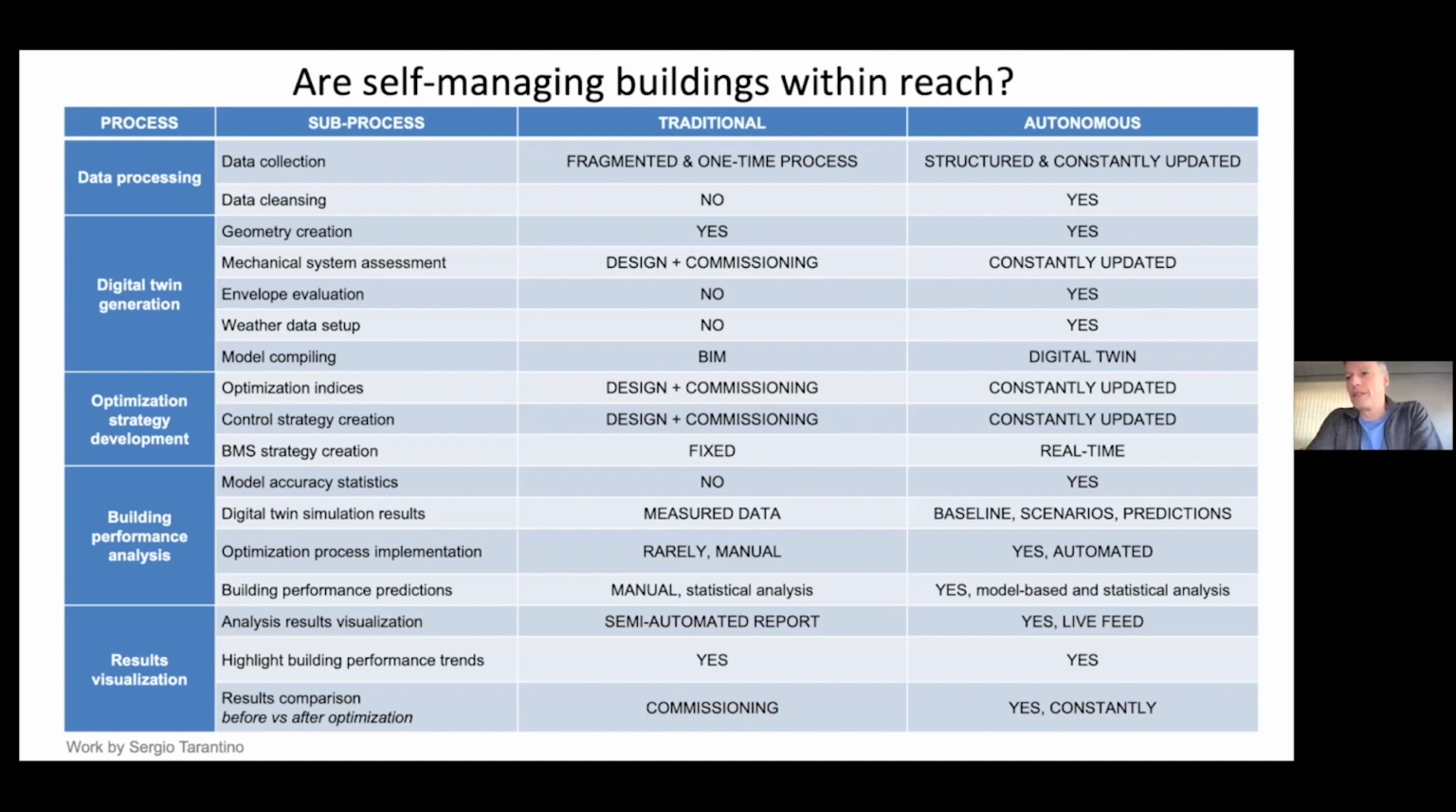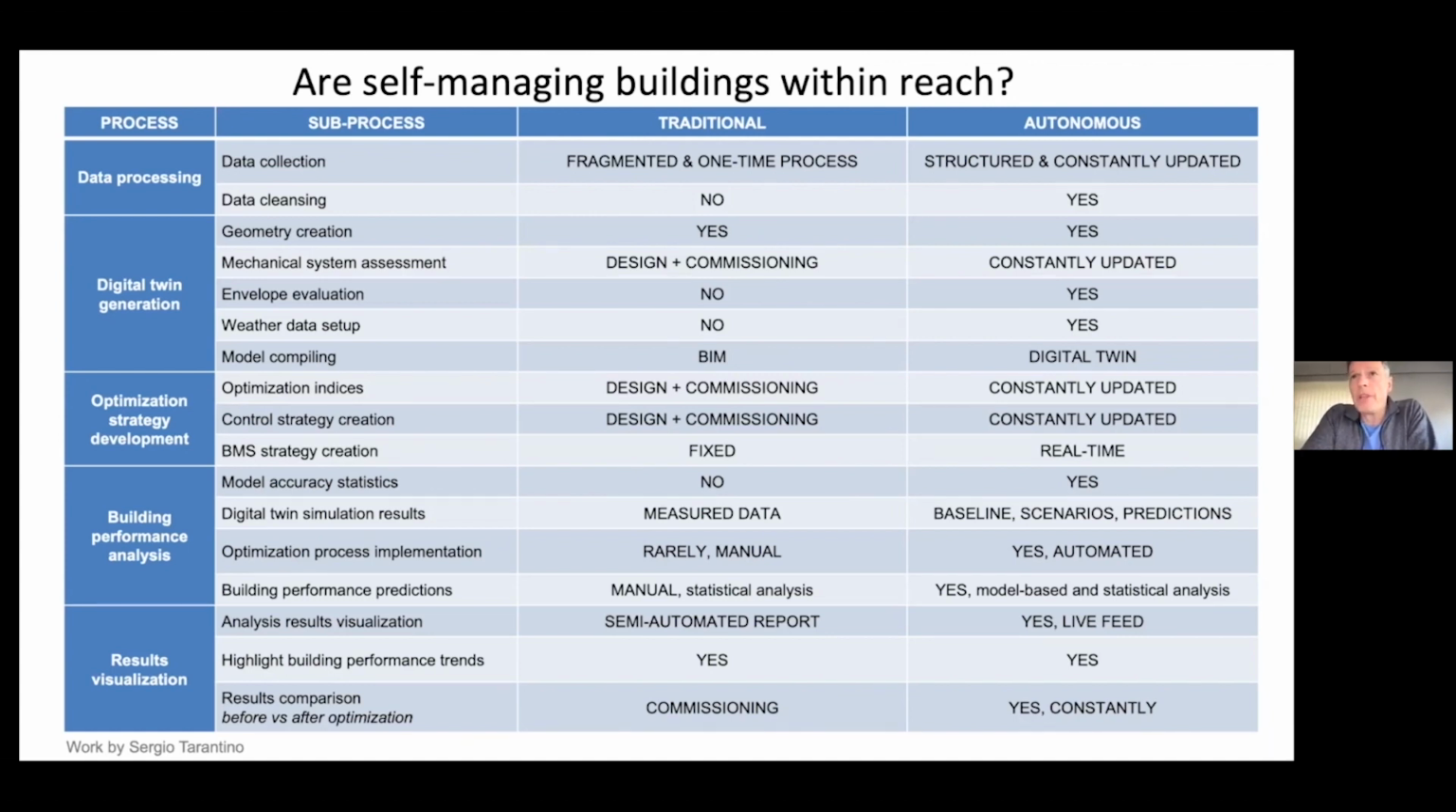As we looked into this, and it's probably a little too detailed to go through here, we looked at how we process data, generate a digital twin, develop an optimization strategy, analyze building performance, and visualize results. We see quite many areas where we have to make significant improvement in terms of understanding data quality, for example, validating a digital twin, and connecting it automatically with data feeds, agreeing on the performance that should be analyzed, back to the previous discussion I had. And then who needs to see the results, who intervenes when, and so on, if somebody still needs to intervene.